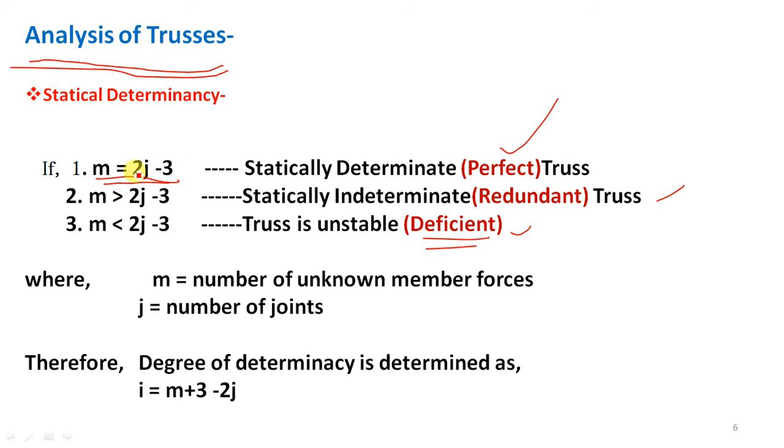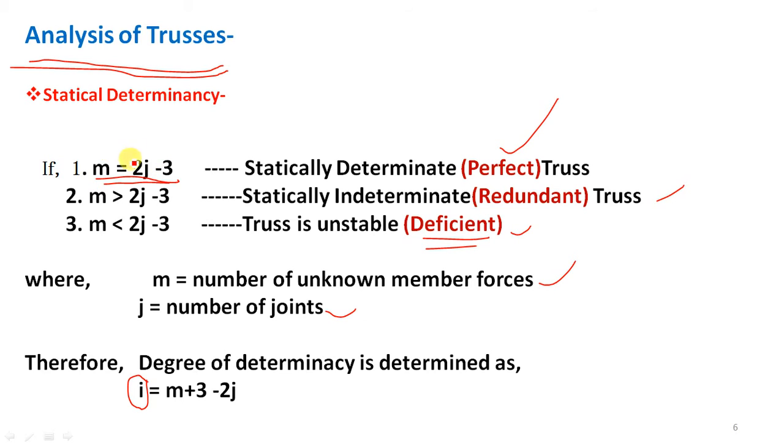Okay, got it? So m is equal to 2j minus 3 is the formula to find out the type of trusses, statically determinacy. In order to check the statically determinacy, we have to use this formula, where m is the number of unknown member forces and j is the number of joints. The degree of determinacy is determined by the formula; I indicates the degree of indeterminacy.